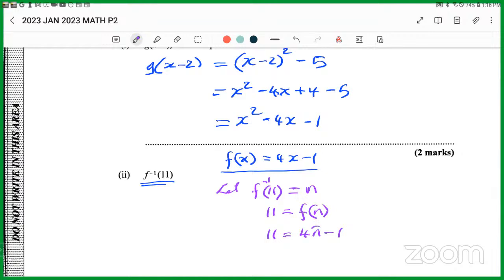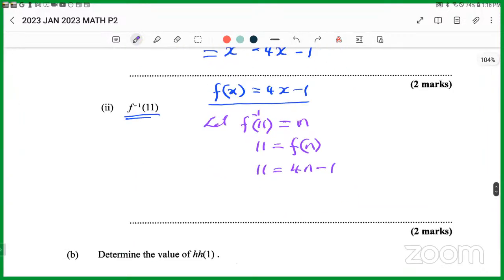When we solve this for n, you have the answer, because whatever n is, it's what f to the minus 1 of 11 is. So how do we solve this equation? We still have to transpose. We're going to take this 1, bring it over here, and then divide by the 4. So we're going to get 11 plus 1, divided by 4, over 4. That is the n. This works out to be 3, because 12 over 4 is 3.